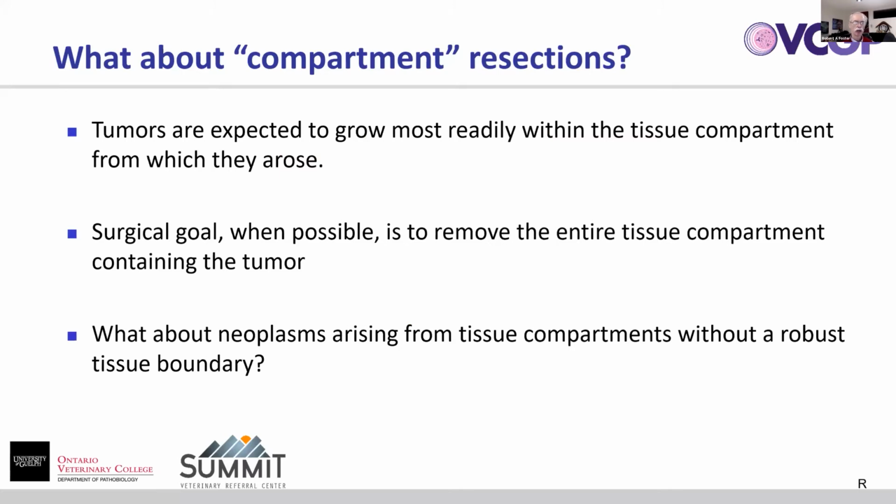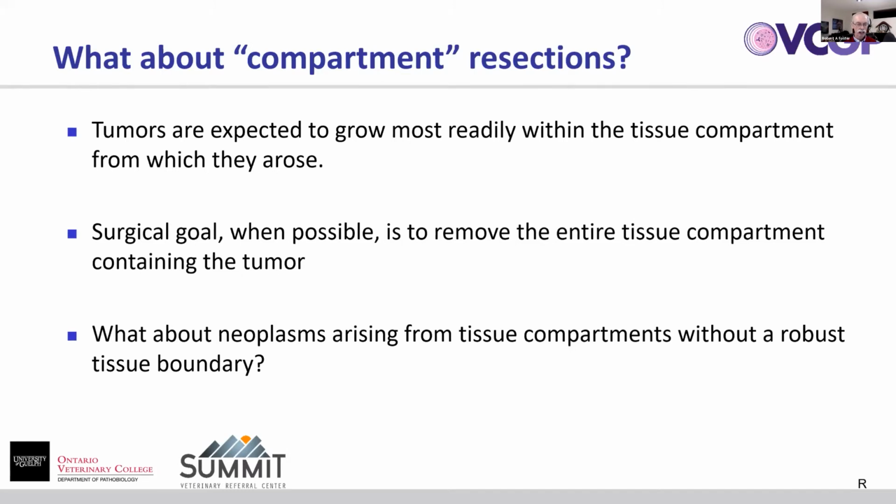So this brings us to a discussion of what is essentially a surgical consideration, and that is tumors grow in compartments. That compartment may have a specific surrounding boundary. Other compartments do not. And tumors are expected to grow within a particular tumor compartment, and they grow where they arise. The goal is to remove the entire tissue compartment containing the tumor. So when it comes to reporting margins, knowing if it is growing in a compartment will drive the data that you provide.